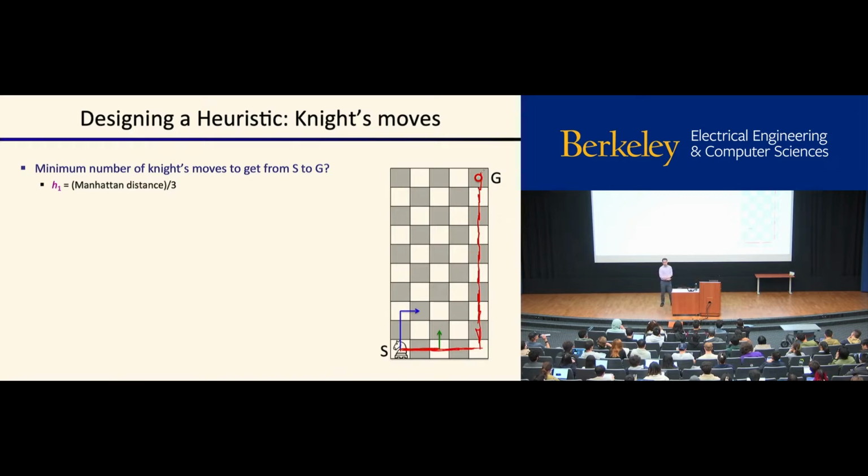So what do you notice about the colors of the squares, S and G? They're different. And what do you notice about the colors of the squares that a knight moves from and to when it moves? Also different. So now what should we be thinking about? If S and G are the same color, how many moves am I going to need to make? Yeah, so if they're the same color, it's an even number of moves, and if they're a different color, it's an odd number of moves.